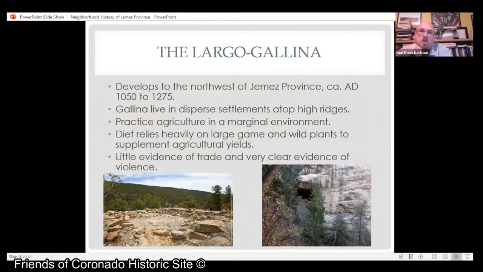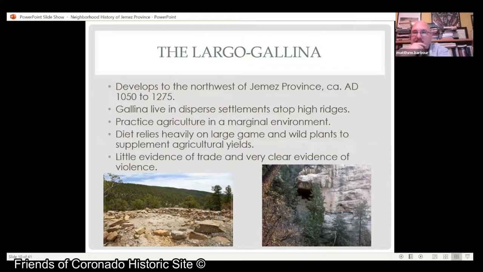They're doing farming, but they're also relying a lot on wild plants and animals to supplement agricultural yields. And the fascinating thing about the Guayana culture is that most people say there's very limited evidence of trade and very clear evidence of violence amongst them, which has made them a favorite for people studying indigenous warfare in the American Southwest. Were they really that violent? Most of the evidence for violence tends to happen at the later point of that cultural range.